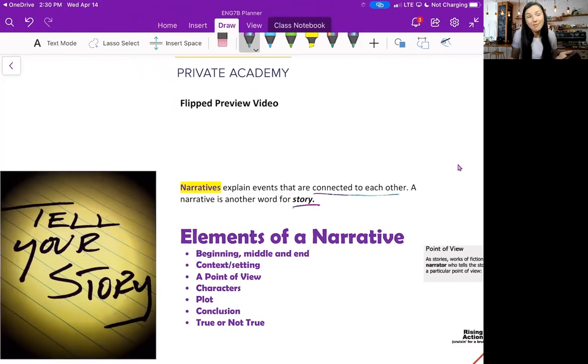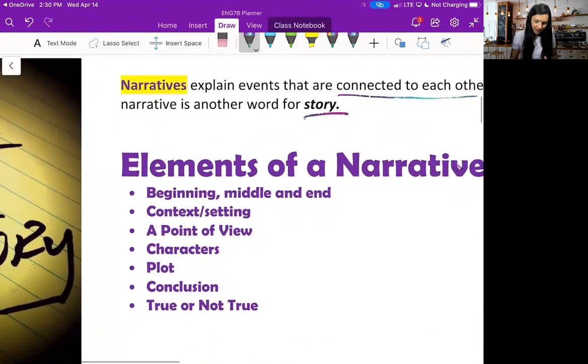So this may have been referenced before in a writing assignment called a personal narrative. That would be a narrative about yourself. There are other types of narratives. You might write a narrative about somebody else's event. But nonetheless, let's look at the elements of a narrative. So we have the elements of a narrative here. Let's go ahead and zoom in.